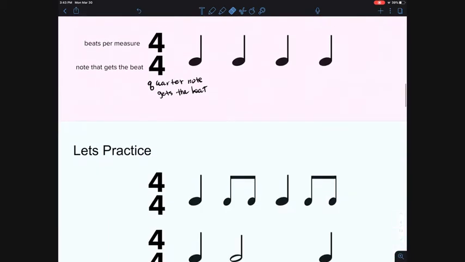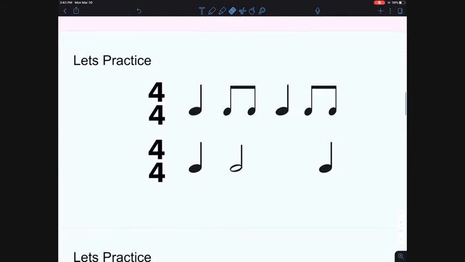Okay, so let's practice with different arrangements of notes. So there are still 4 beats. The beat is consistent. 1, 2, 3, 4. There are 4 beats, but they are different lengths. 1, 2, 3, 4, 5, 6 notes. So this would be 1, 2 and 3, 4 and.